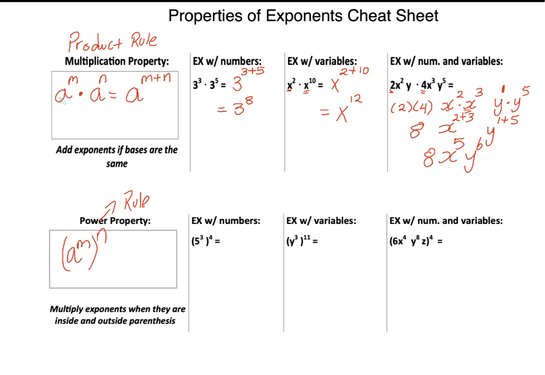Notice here with the product rule, this a is raised to the m. This a is raised to the n. However, with the power rule, the a here, which is the base, which is one term, is raised to 2 exponents. This a is only raised to 1 exponent. 1 exponent, 2 exponents. So whenever you have a base raised to an exponent and then raised to another exponent, you keep your base and you multiply the exponents.